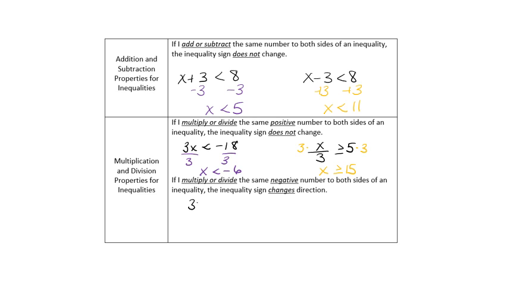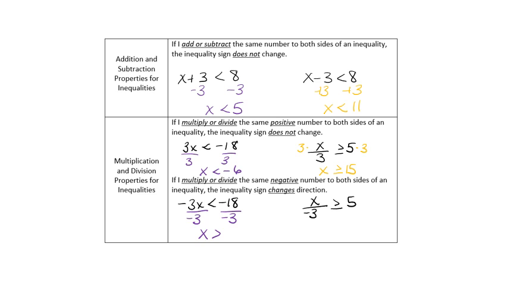Then that will cause us to change our inequality signs. So let's look at the same questions, but with negatives. So on this one, I'm going to divide by a negative 3. When I divide that by a negative 3, I have to change the direction of the inequality sign.